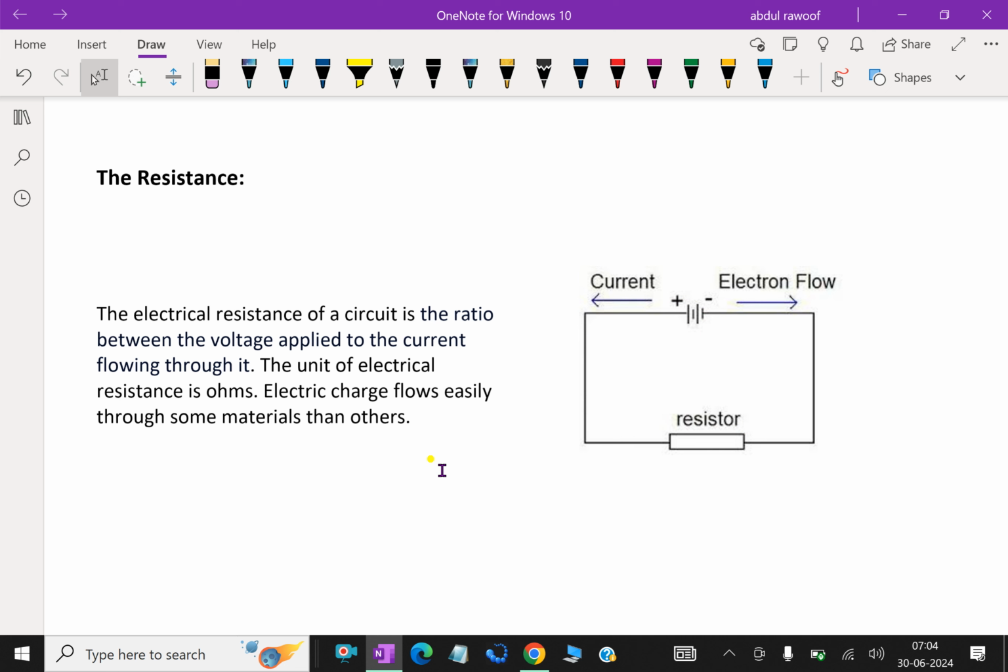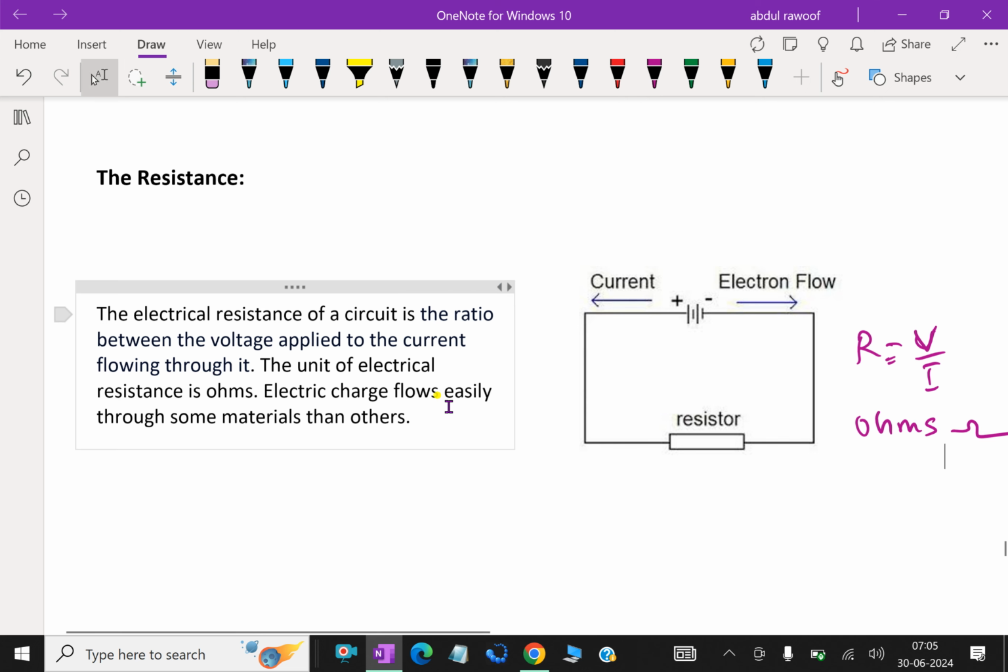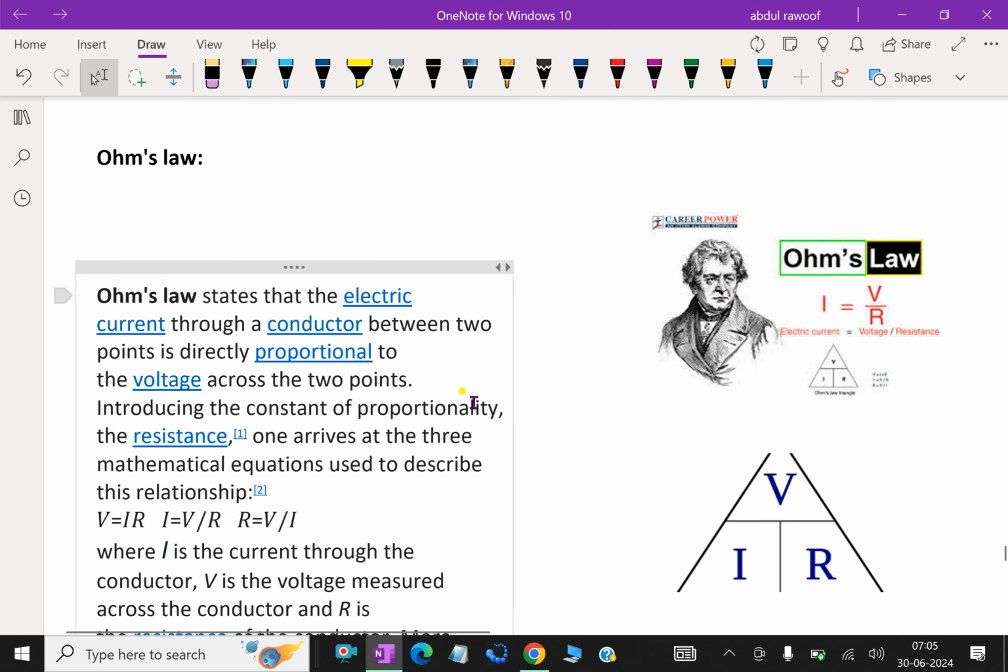The resistance R of a wire or other object is measured by the potential difference V that must be impressed across the object to cause a current of 1 ampere to flow through it. R equals V by I. Resistance R equals voltage by current. This is Ohm's law. The unit is ohms. Next, we'll discuss what Ohm's law is.